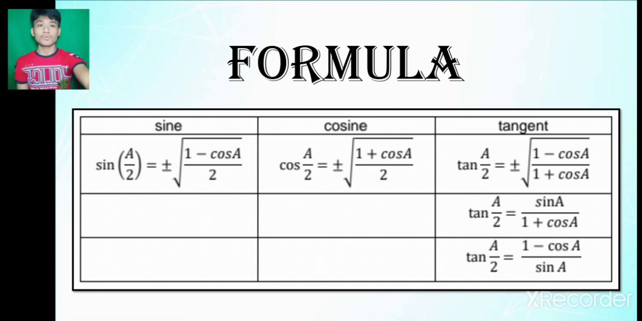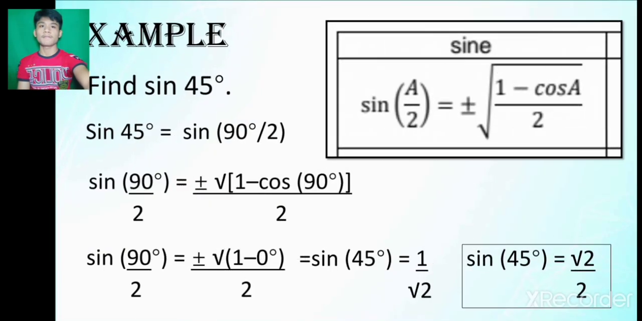So to visualize or to apply those formulas, we have this example. First, find the value of sine 45 degrees. So we have sine 45 degrees as our given. As you observe, we have this formula at the top of our presentation, which is the sine. Again, sine A over 2 is equal to positive negative square root of 1 minus cosine A over 2.